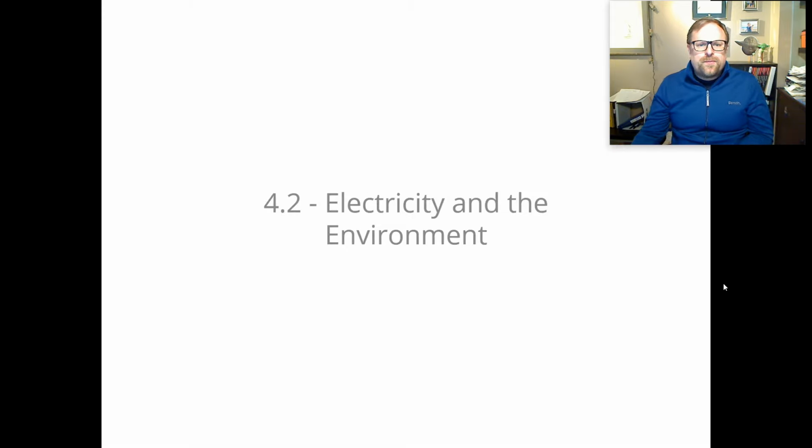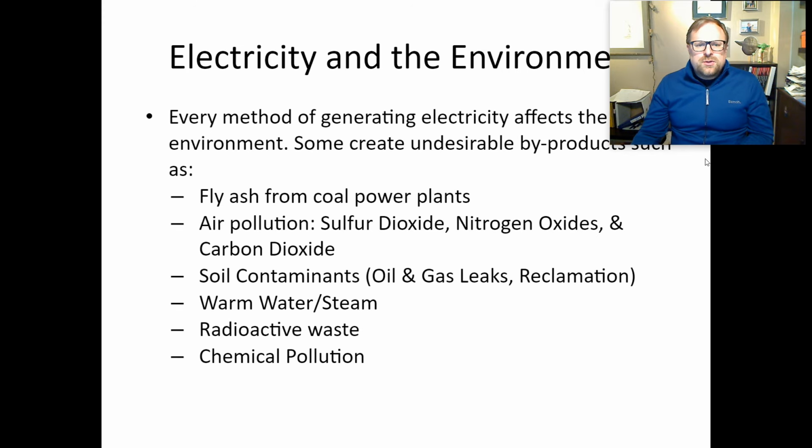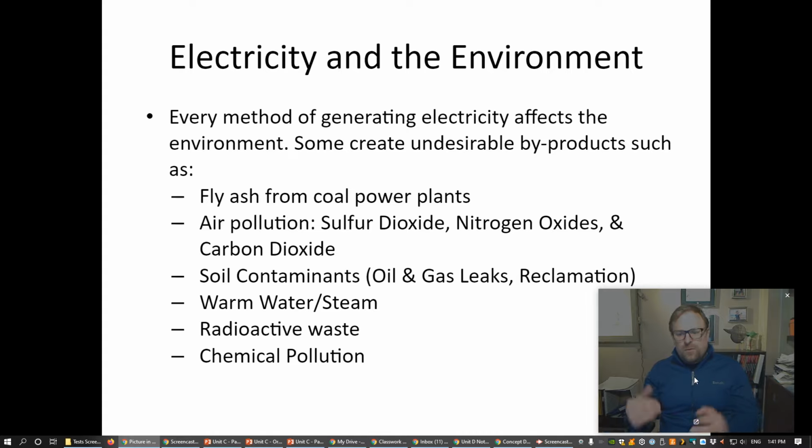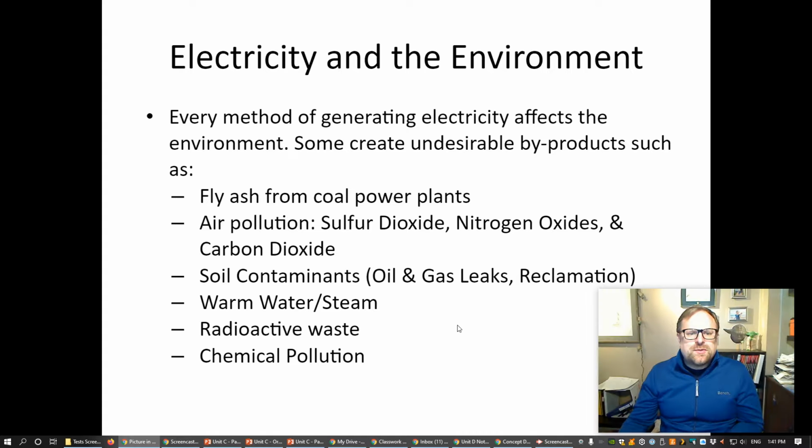All right, so just a couple of points here really quickly on electricity and the environment. Then we'll get into the last section and we'll wrap this unit up. Every method of generating electricity affects the environment. Some create undesirable byproducts, such as fly ash from coal power plants, which becomes solids that float around in the atmosphere and create pollution. We get air pollution in the form of gases like sulfur dioxide, nitrogen oxides, and carbon dioxide.